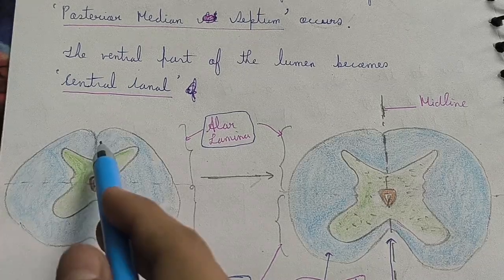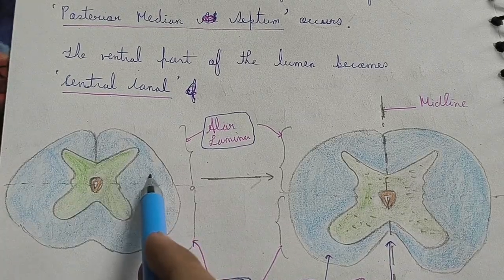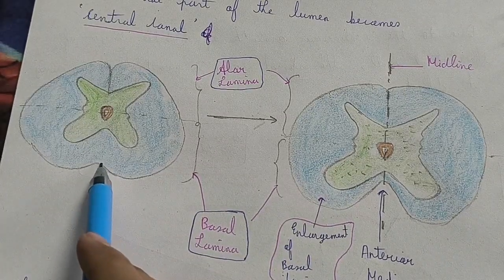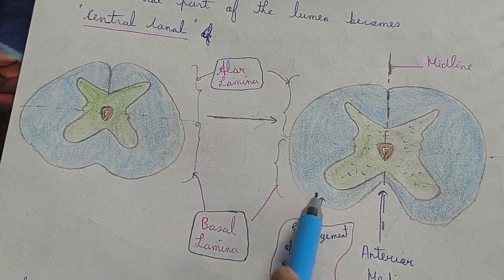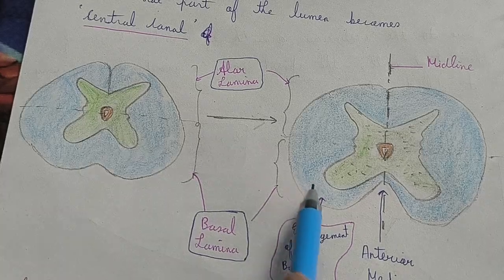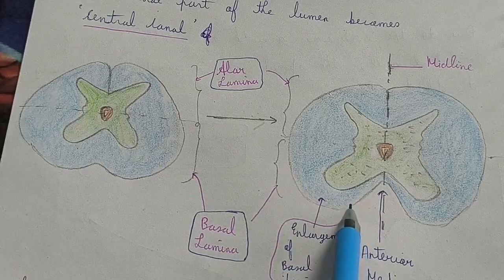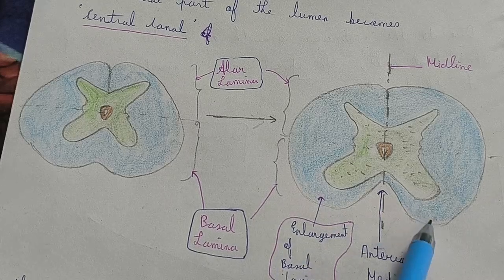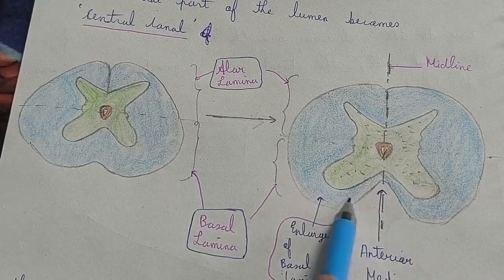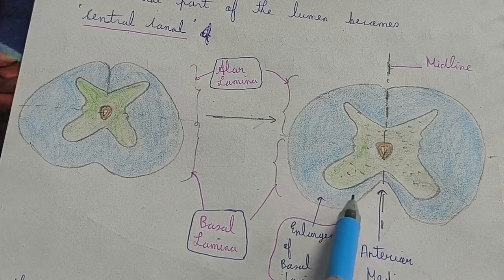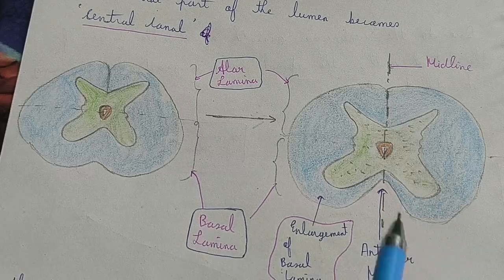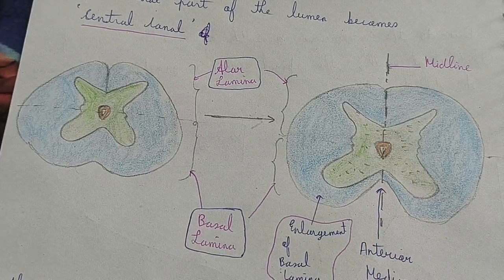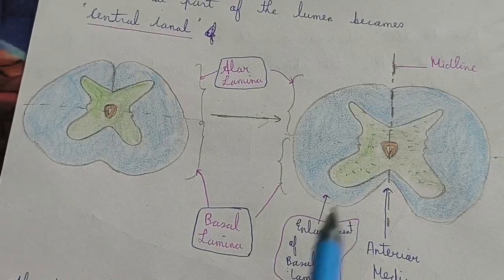Now here you see, as I already noted, this is the LR lamina and this is the basal lamina. If you see the two diagrams, here basically enlargement of the basal lamina occurs. Due to the enlargement of the basal lamina, between the two enlarged parts of the basal lamina, a space or furrow is made between these two projections of the basal lamina, and that is known as the anterior median fissure.